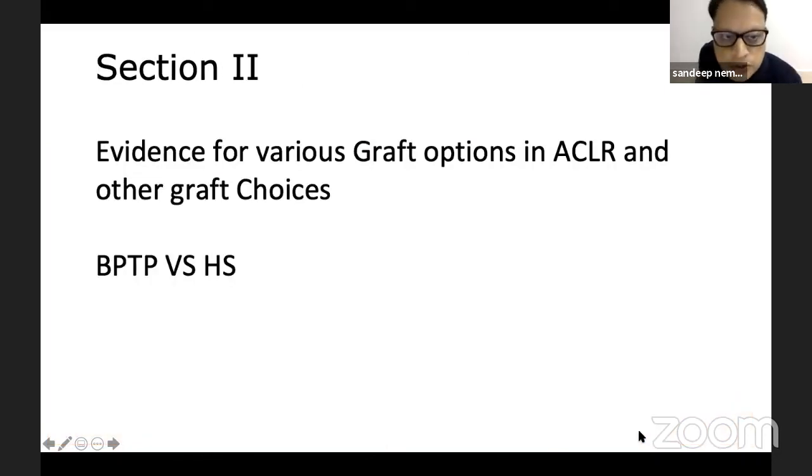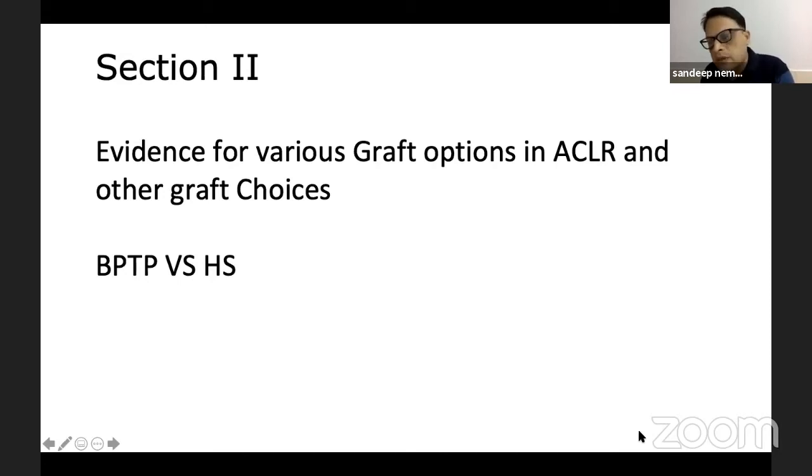Now we come to section 2, that is, what is the evidence which we have for various grafts. What is the evidence available for anterior cruciate ligament reconstruction for these graft choices. First we discuss bone patellar tendon bone versus hamstrings. In the coming 4 slides, I'll discuss the latest evidence available when we compare these two grafts: the failure rates, the success rates, the outcome tests, the functional and objective outcomes.